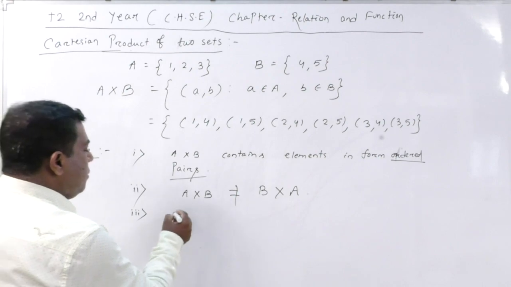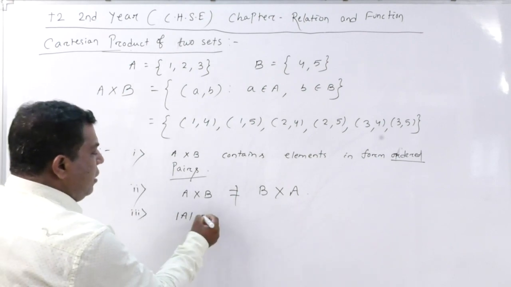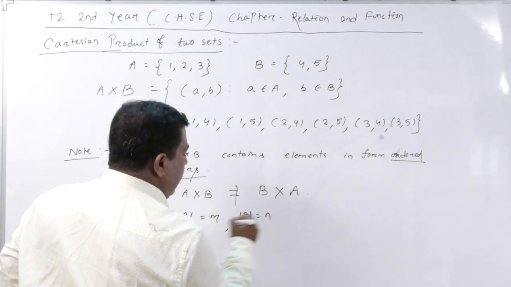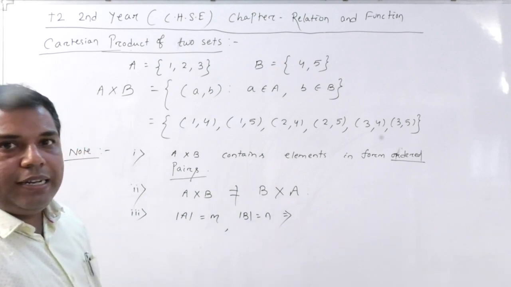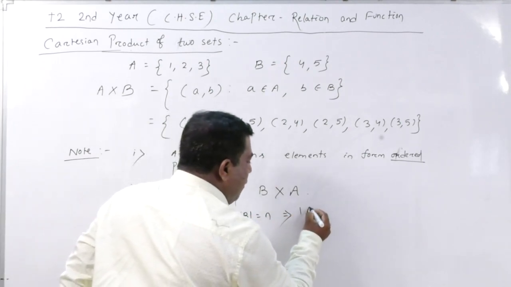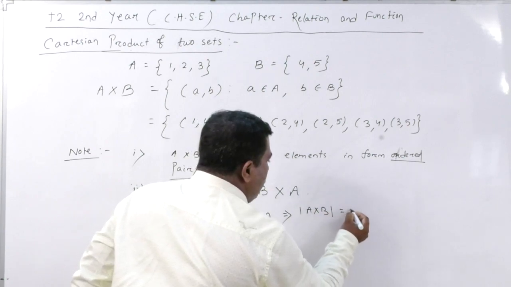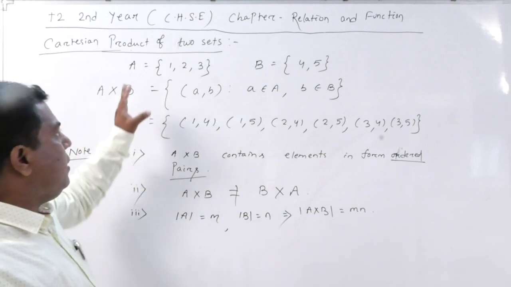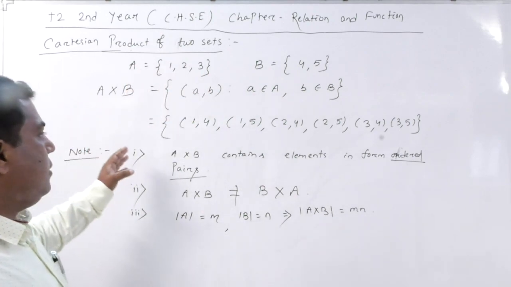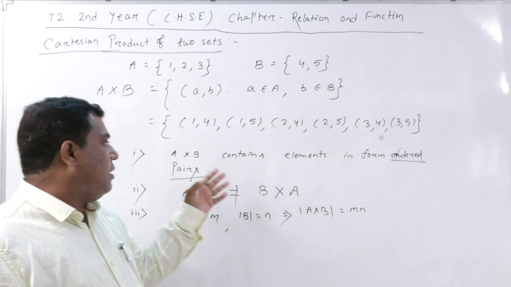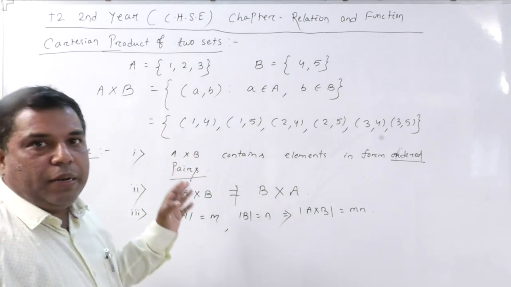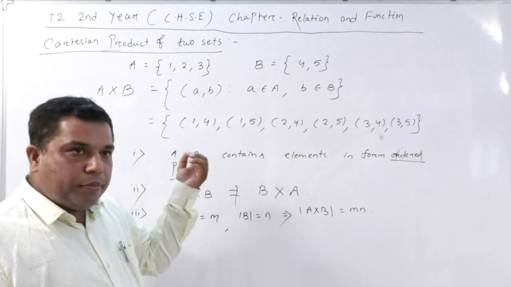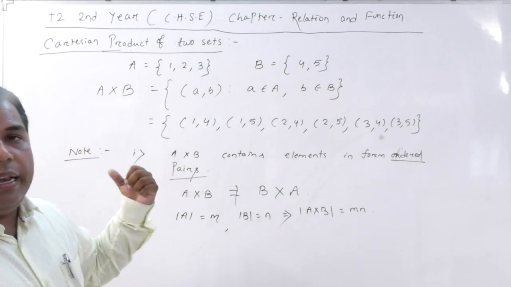So if I am giving the third observation: if the cardinality of A is equal to M and the cardinality of B is equal to N, that implies the cardinality of A cross B is equal to how much? It is equal to MN. Here that can be verified. So this is some information about our Cartesian product, and from here we can go further to extract some knowledge of relation.